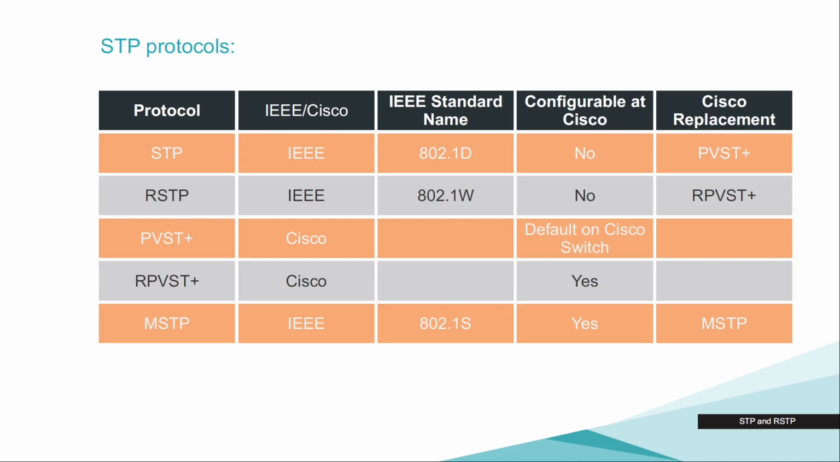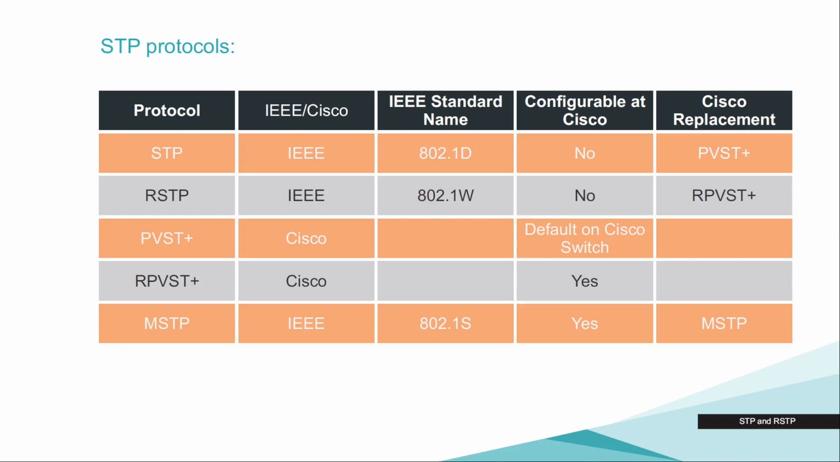There is also RSTP, Rapid Spanning Tree Protocol. This is an IEEE standard protocol. The standard name is 802.1w. RSTP cannot be configured on Cisco devices, and Cisco replaces that protocol with RPVST+, Rapid Per VLAN Spanning Tree Protocol Plus.